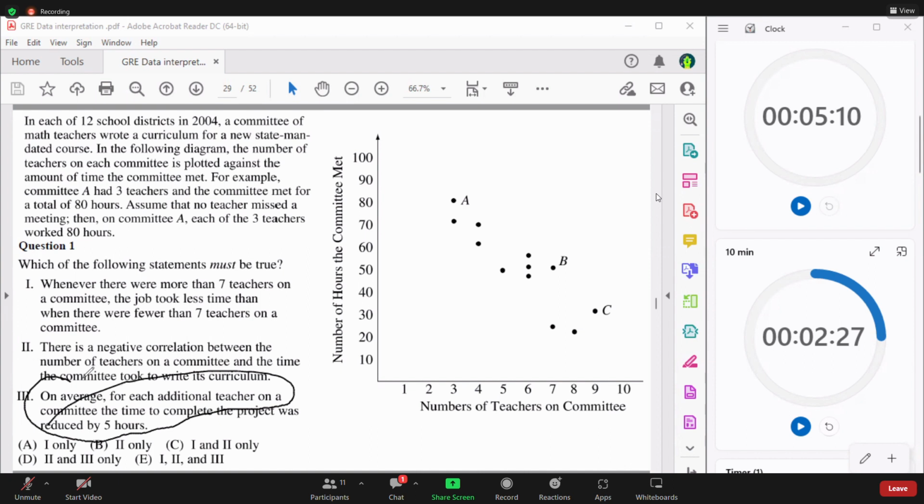On average, for each additional teacher, the committee took 5 hours less. No, we cannot say this for sure. So 1 and 2 only apply. So option C is the answer.